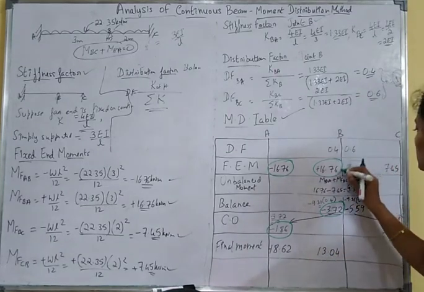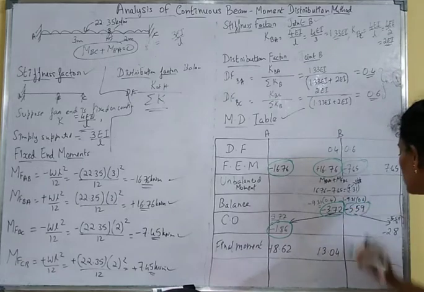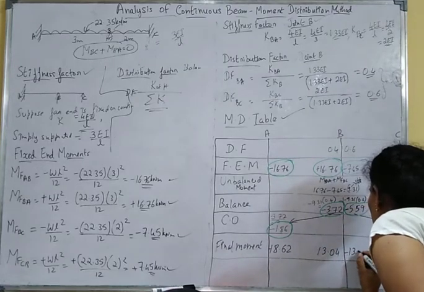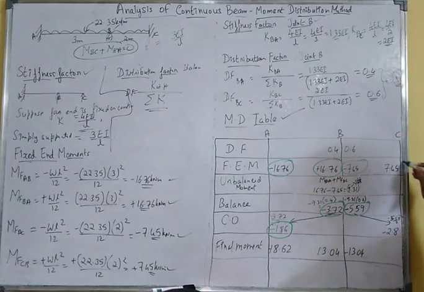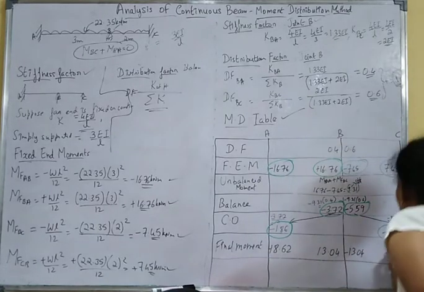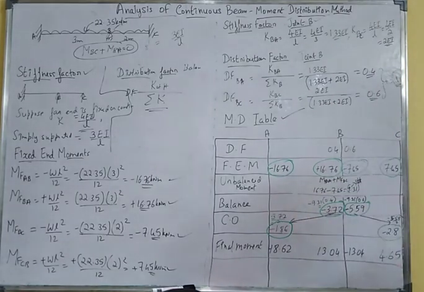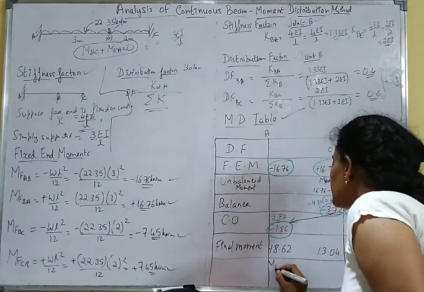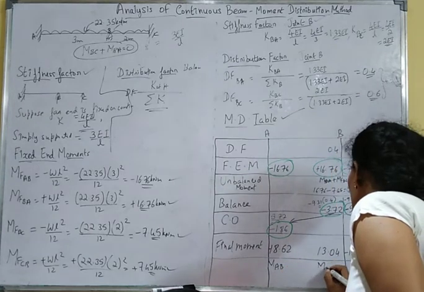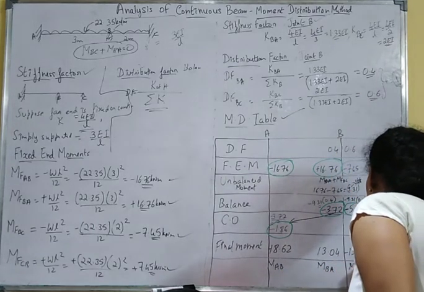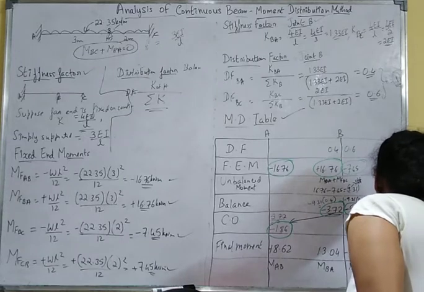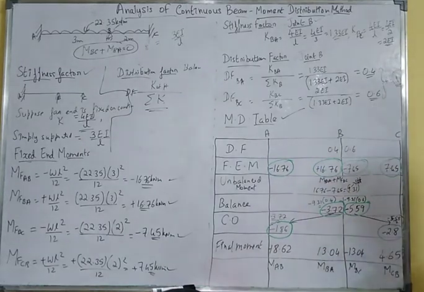Again here, this value and this value, you will have minus 13.04, then this value and minus 2.8, you will have plus 4.65. Okay, this is your final moment that you have to get. This is nothing but MAB, and this is MBA, and this is MBC, and this is MCB. This is your final moment.